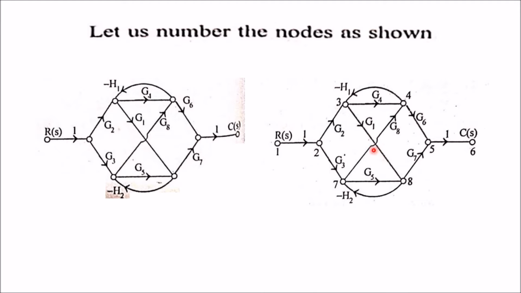From this figure, it is very much clear that node 1 has no incoming branches or no incoming signal, and similarly node 6 has no outgoing signal. That is why node 1 is called the source node or starting node, that is represented by R of S, and node 6 is called the end node or sink node, that is represented by C of S.